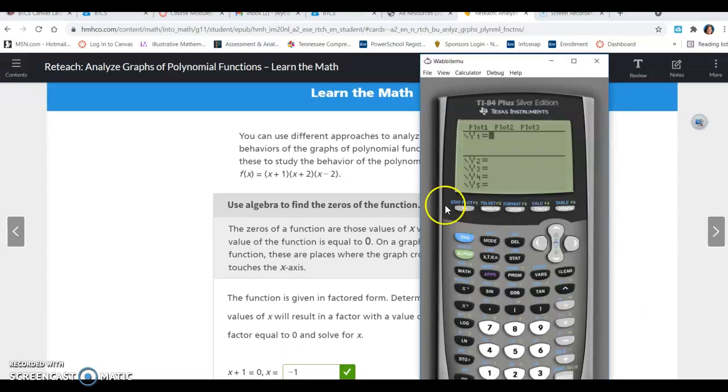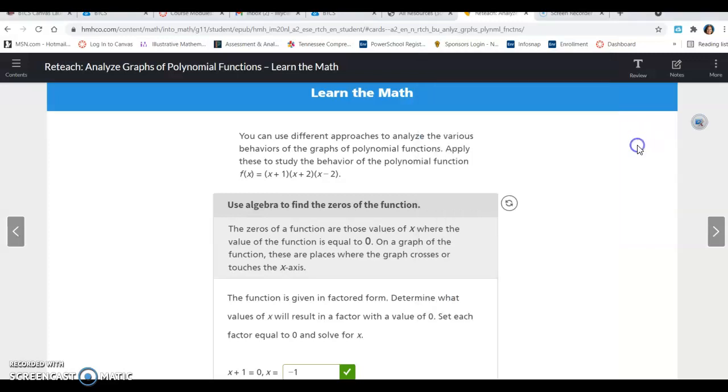I'm going to look at my factors here, and I've got x plus 1. So I can type it in. I don't have to put it in standard form. I can just do x plus 1 times x plus 2, and then times x minus 2. All right, so you've got x times x times x. If this were in standard form, this would be a cubic function. So you should remember the general shape of a cubic function.